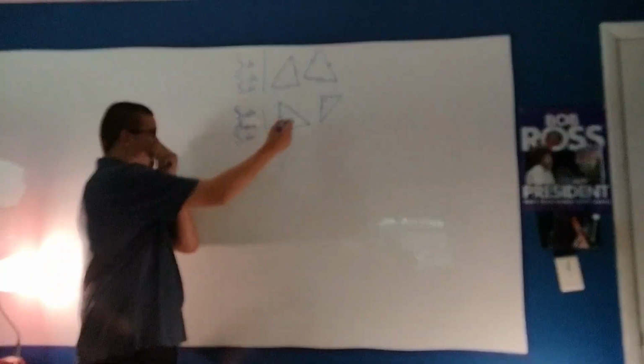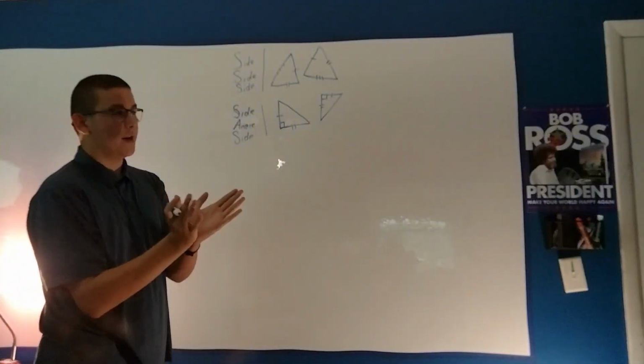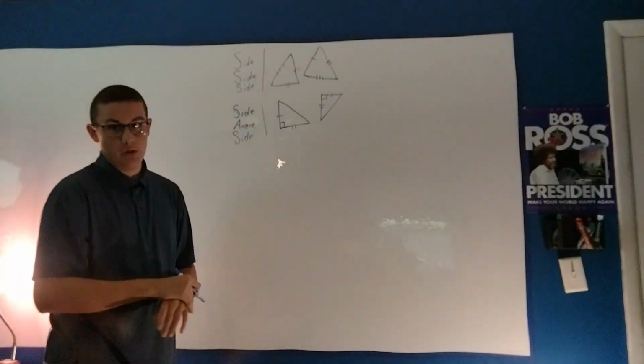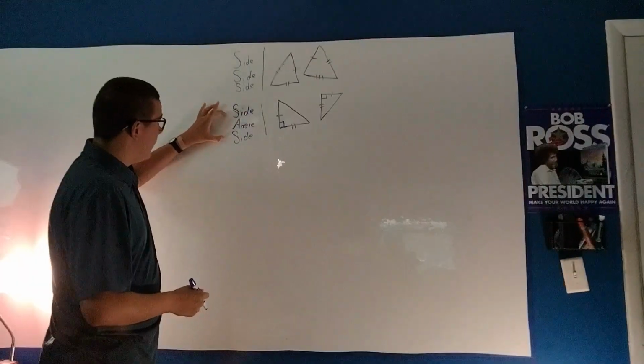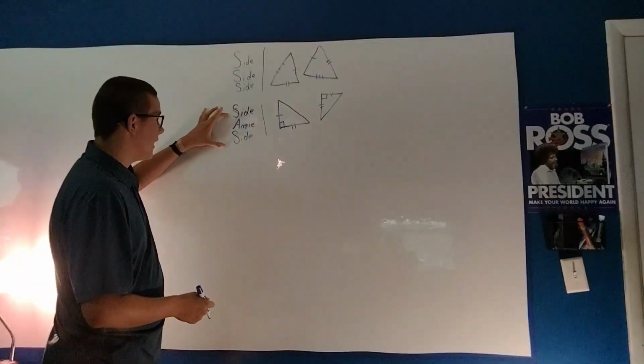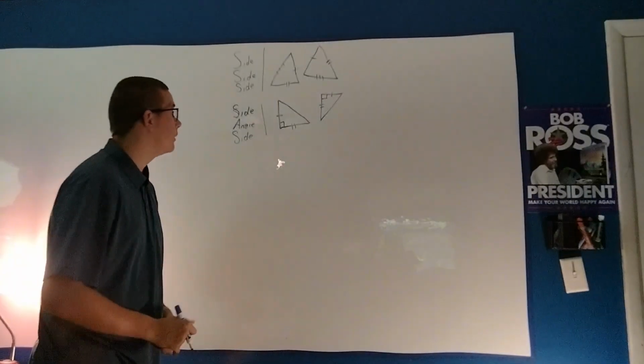So if you know that this angle is congruent, and then 2 sides, so 2 sides with the angle in between is congruent, that would be side, angle, side. So in the label, the angle's between the 2 sides. In here, the angle has to be between the 2 sides.